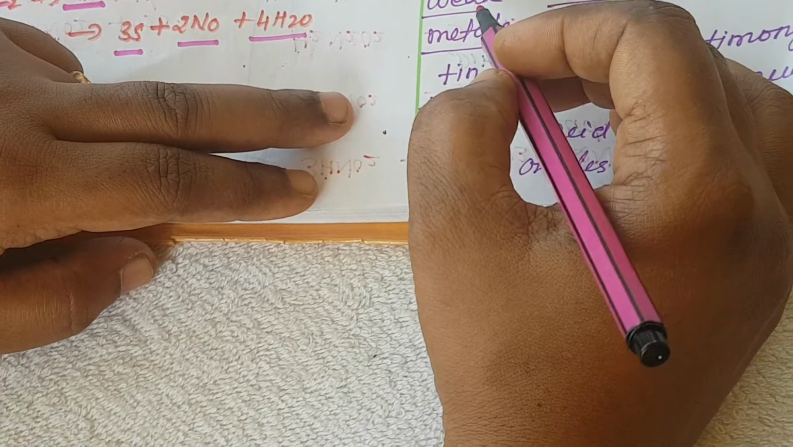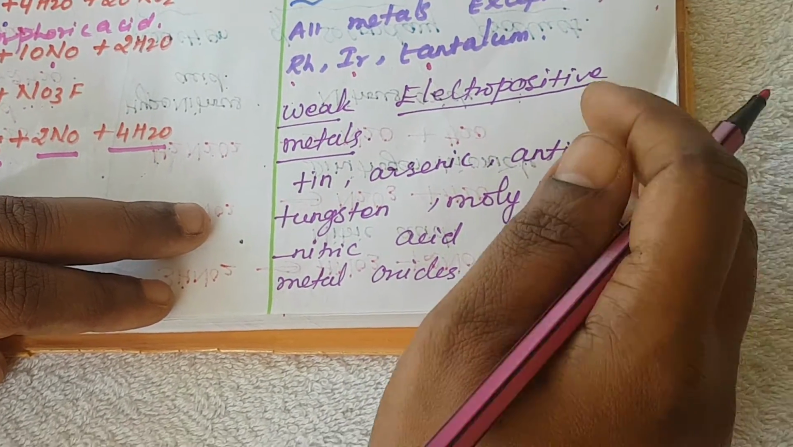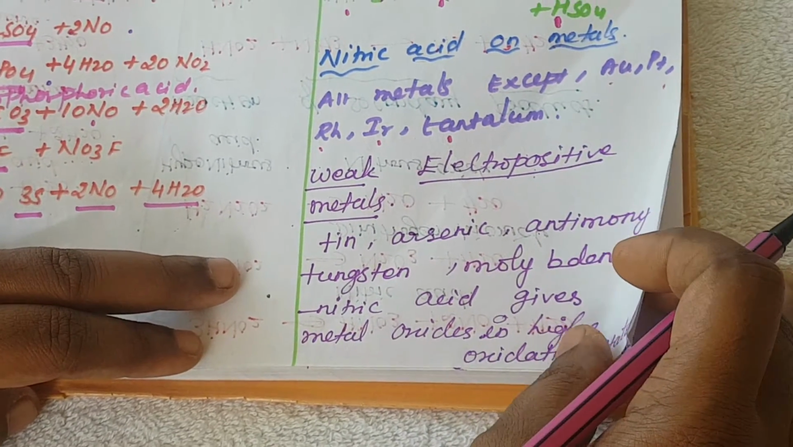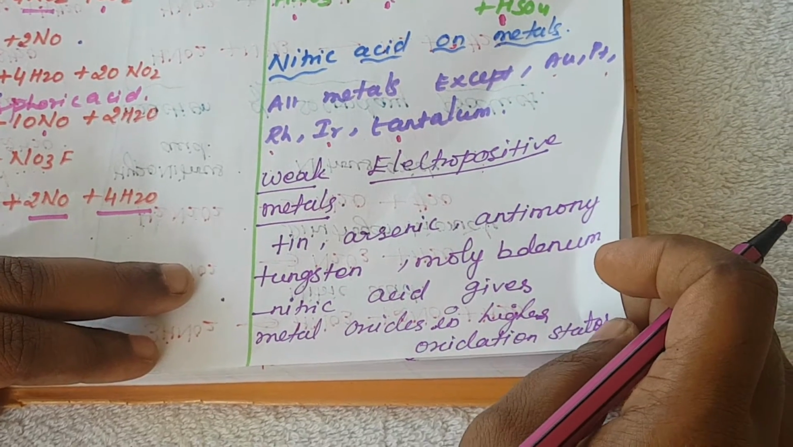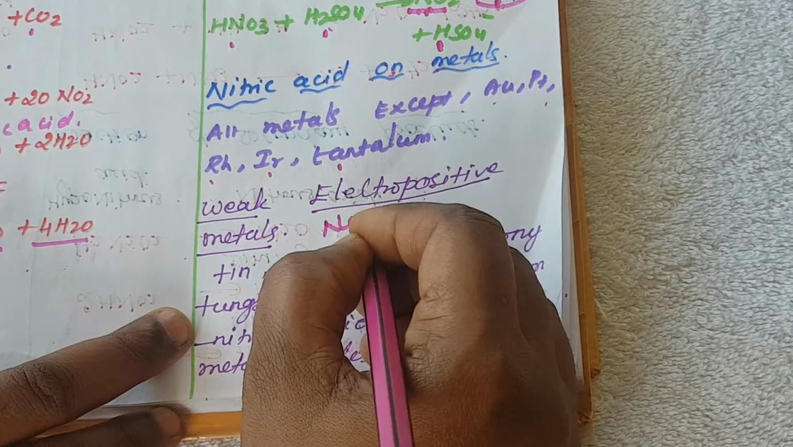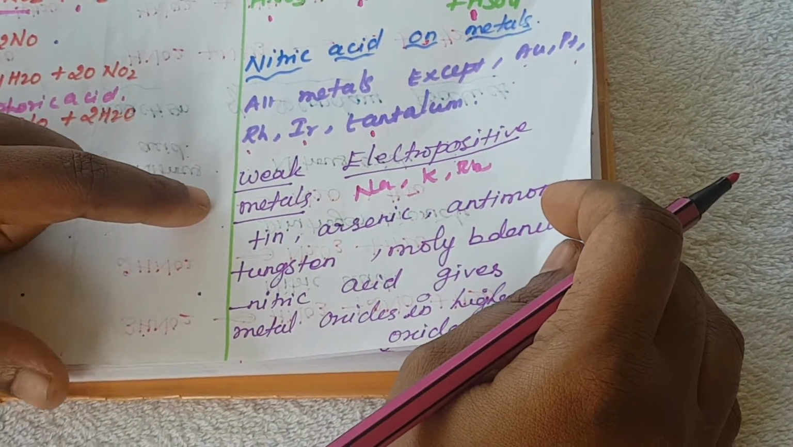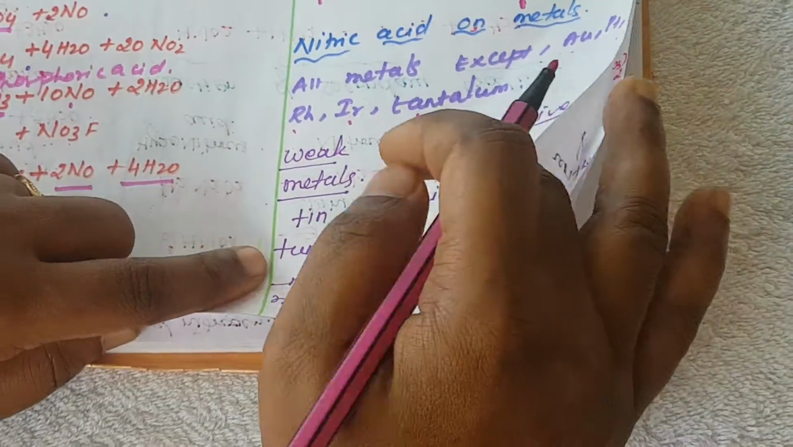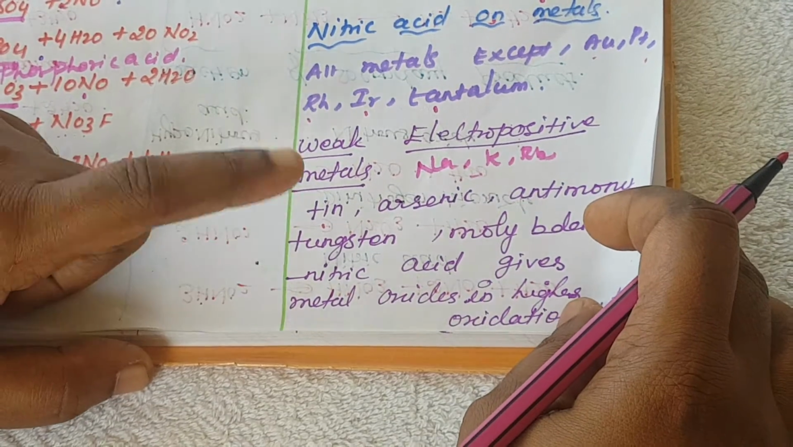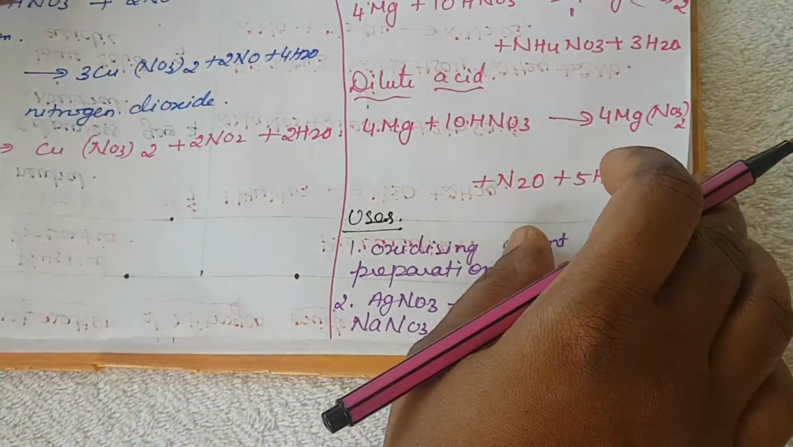Another one is that it reacts with weak electropositive metals. What is meant by weak electropositive metals? With tin, arsenic, antimony, tungsten, molybdenum, nitric acid gives metal oxide in the higher oxidation state. Weak electropositive metals means sodium, potassium, rubidium. So these are all first group elements. These are called weak electropositive. So when it reacts with tin, arsenic, antimony, tungsten, molybdenum, nitric acid gives metal oxide in the higher oxidation state.